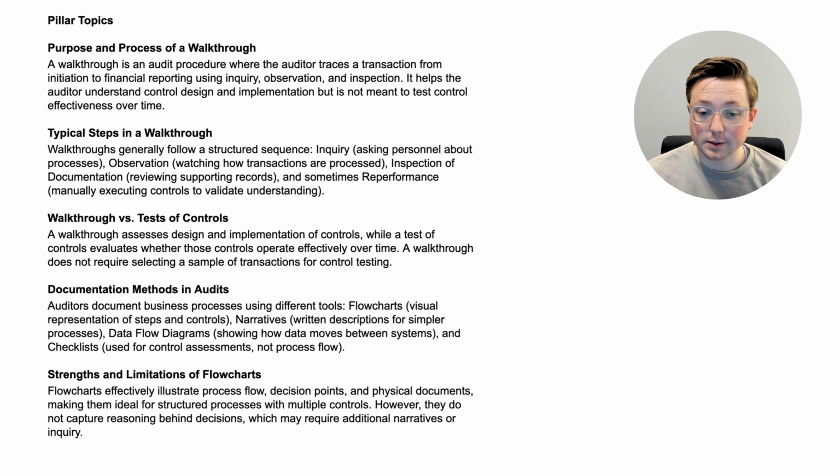Auditors document business processes using different tools. Flowcharts, which are visual representations of steps and controls. Narratives, which are written descriptions for simpler processes. And data flow diagrams, which show how data moves between systems. And checklists, which are used for control assessments, not process flow. So again, checklists isn't necessarily something that is as common or as useful as these other ones, but it is something you use in an audit. But the main ones you want to focus on there are the flowcharts, the narratives, and the data flow diagrams.